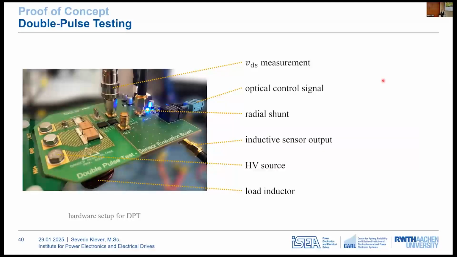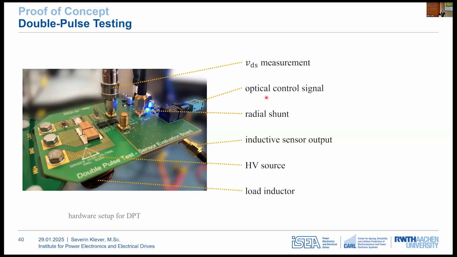This slide shows the hardware setup for the double pulse test. The drain source voltage is measured with a passive probe, which requires a precise compensation process and has a deskewing accuracy of approximately 100 picoseconds. The radial shunt is directly connected to the oscilloscope, while the inductive sensor is measured via another passive probe. The load inductor is a toroidal coil that's located on the backside of the PCB, and the circuit is powered by a high voltage source from an existing test bench, which also provides the gate control signal via optical fiber.